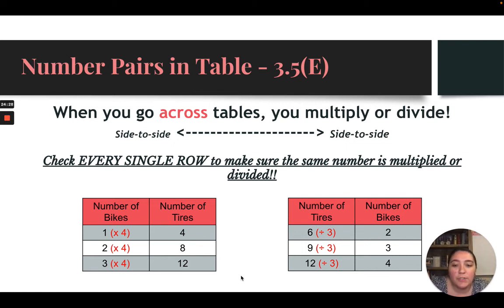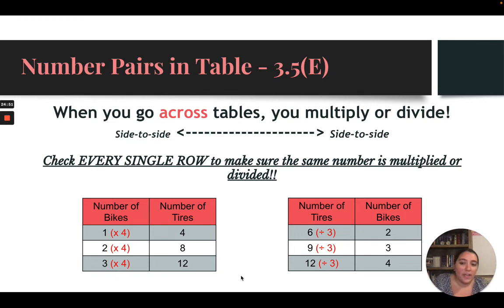So when I look at this particular one on the left, we have number of bikes to number of tires. 1 bike has 4 tires. 2 bikes has 8 tires. So in this case, the rule is multiply by 4. So 1 times 4 equals 4. 2 bikes, 2 times 4 tires equals 8 tires in all, and so on and so forth.